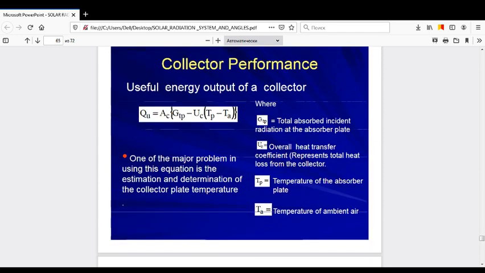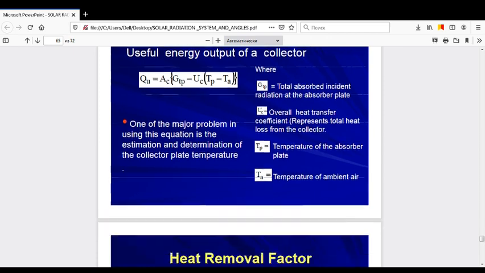Collector performance. Useful energy output of a collector Q = AC [GTP − UC (TP − TA)] in the estimation and determination of the collector plate temperature, where GTP is the total absorbed incident radiation at the absorber plate, UC is the overall heat transfer coefficient representing total heat loss from the collector, TP is the temperature of the absorber plate, and TA is the ambient temperature.